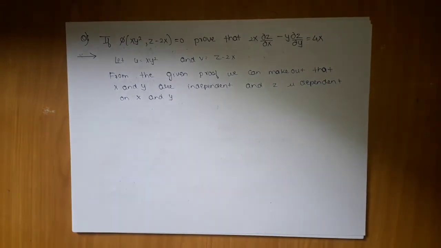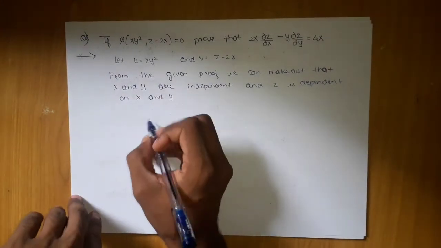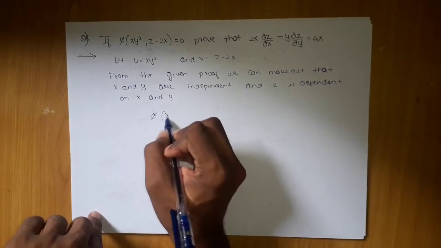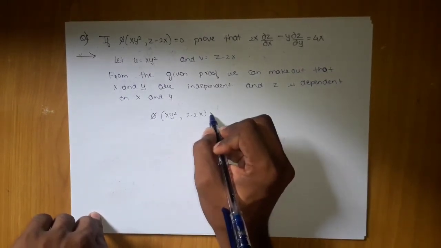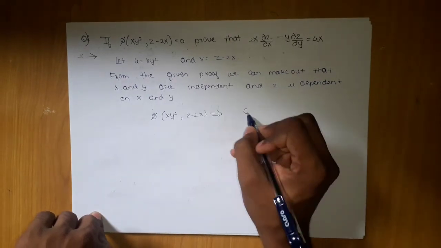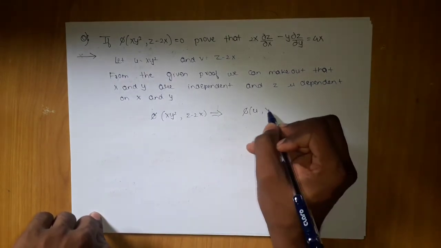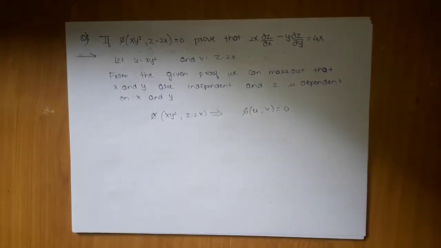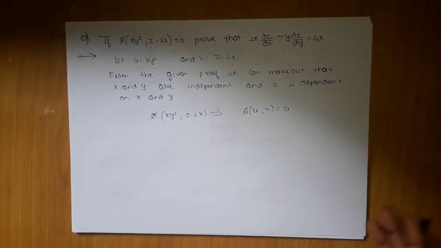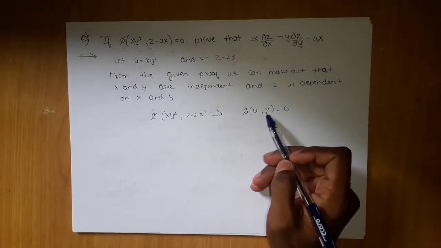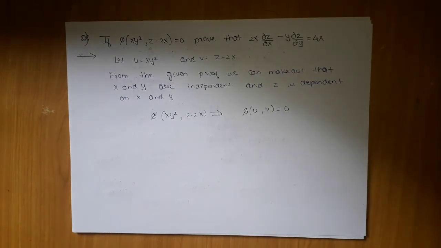Now what we can do after this step is that phi was phi(xy square, z minus 2x) equals 0. But what you can now write is phi(u, v) equals 0. Now this is our implicit function. As per the definition, f of x comma y should equal 0. So we have considered this so that our differentiation becomes easy.